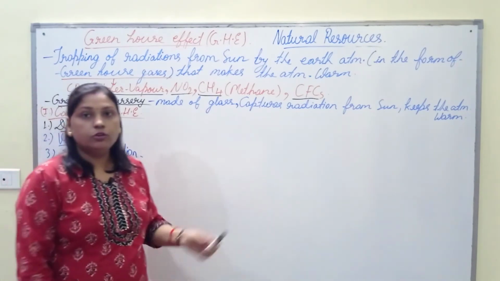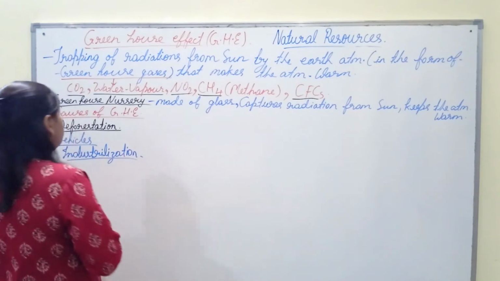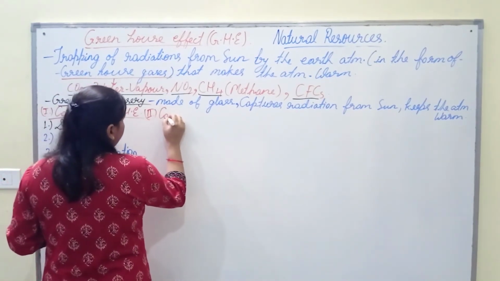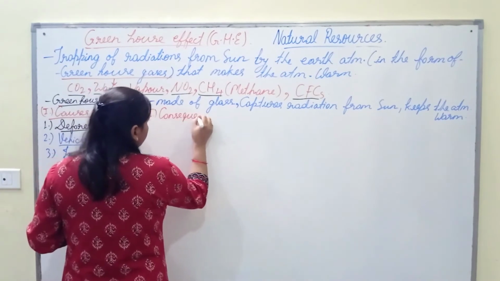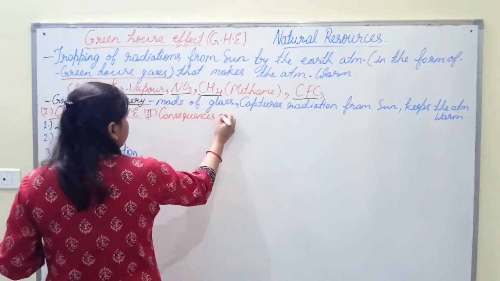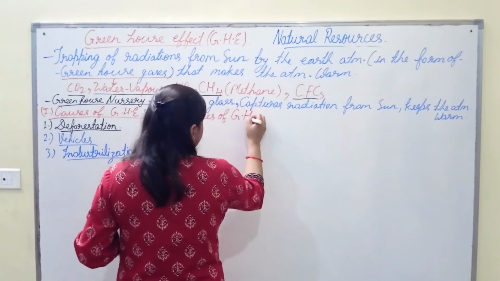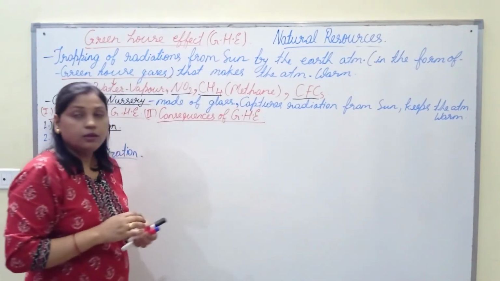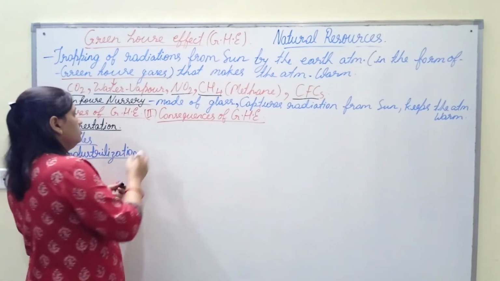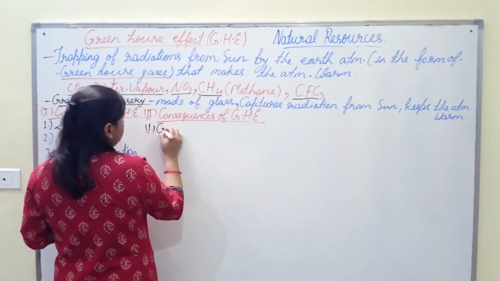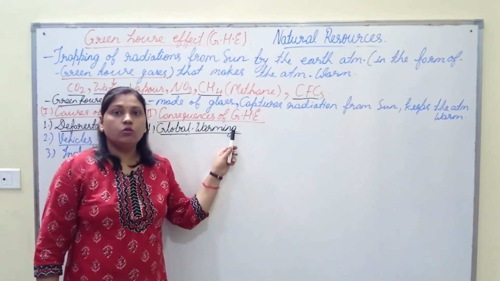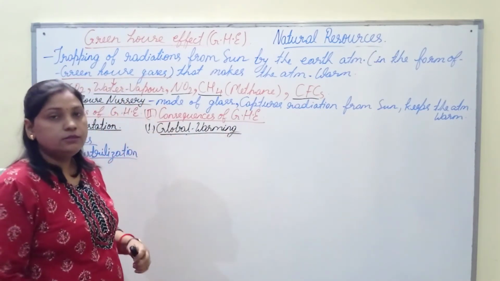Now let us see what are the consequences of greenhouse effect. So the first consequence of greenhouse effect is global warming.